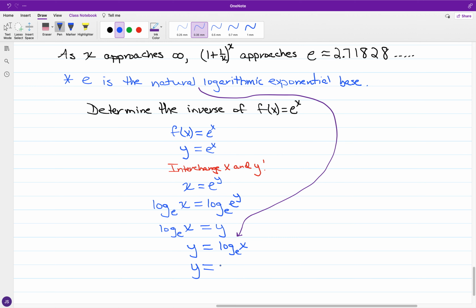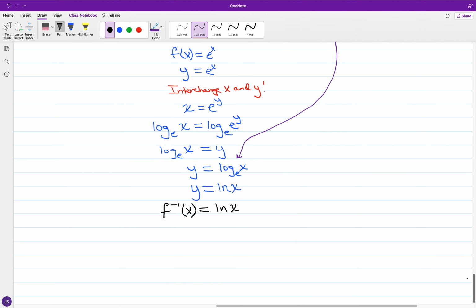And the more common way this is going to be expressed, we have ln of x, the natural logarithm of x. So for the inverse, the inverse of f of x is equal to the natural logarithm of x.